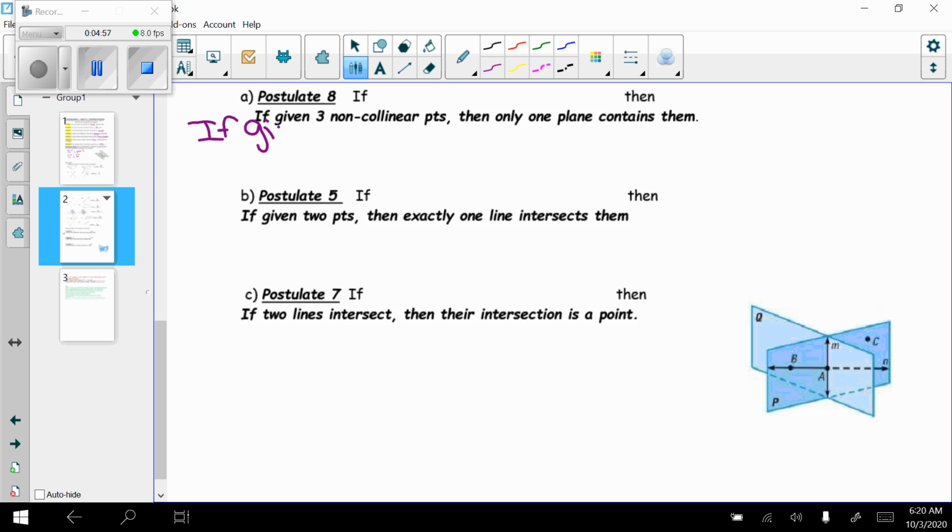So if given points A, B, and C, then plane. So what plane are A, B, and C in? Plane P. Then plane P contains them. So this is where we're just taking our postulate and making it specific to a diagram that they give me. Okay? All right.